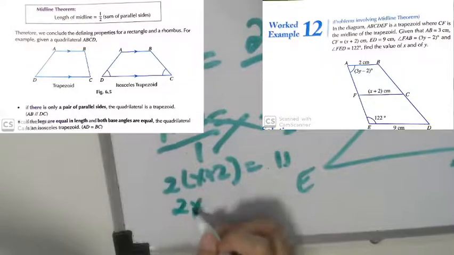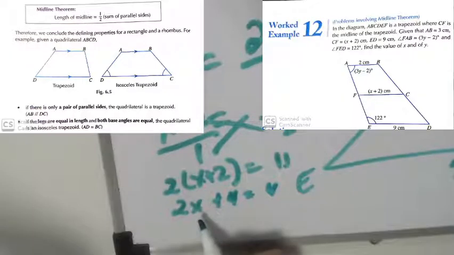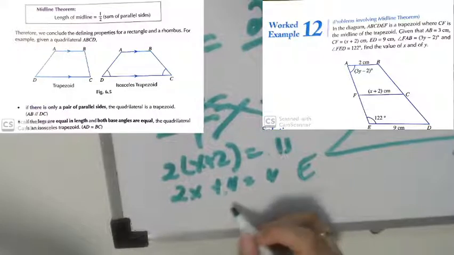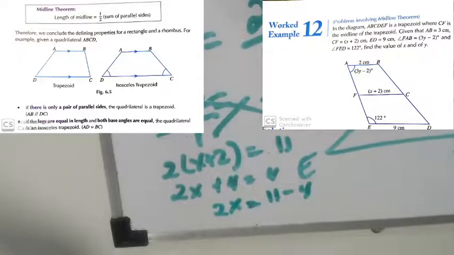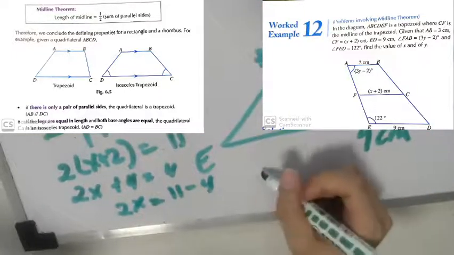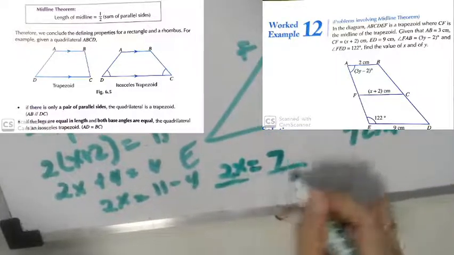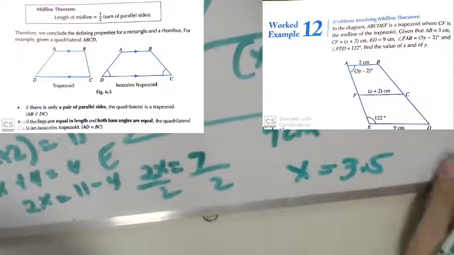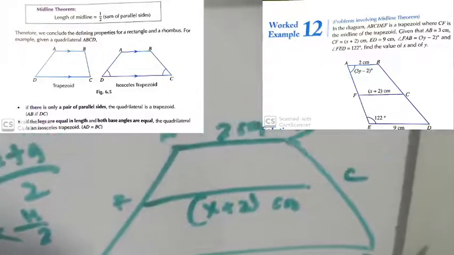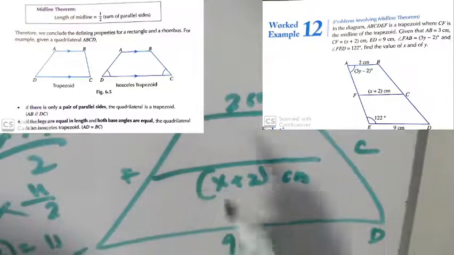We have here 2x, by distributing, plus 4 is equal to 11. Twice a certain value of x, or twice the unknown, plus 4 is 11. Transposing 4 to the other side will make it 11 minus 4 equals 2x. And 11 minus 4 is 7, so 2x is equal to 7. Divide both sides by 2, and x here will be 3.5. Therefore, again, whenever we are dealing with problems like this one, wherein the unknown is the midline, we are just going to use the midline theorem.